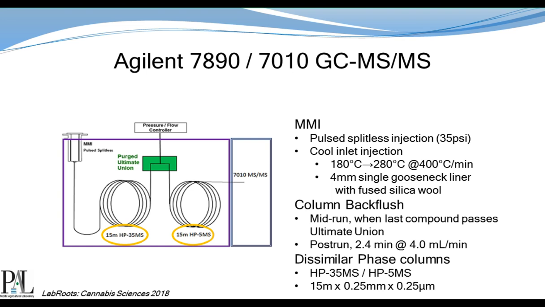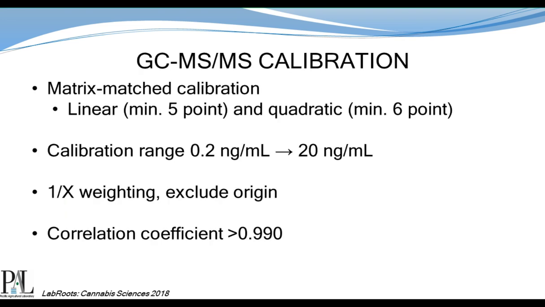We also use 2 different column phases in our GCs, and so we're using an HP35 and an HP5, and we found that this kind of helps us average the chromatography because you've got different polarities of compounds you're looking at. So this gives us the best mix of 2 different phases.